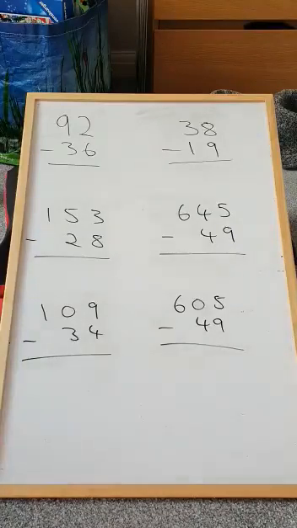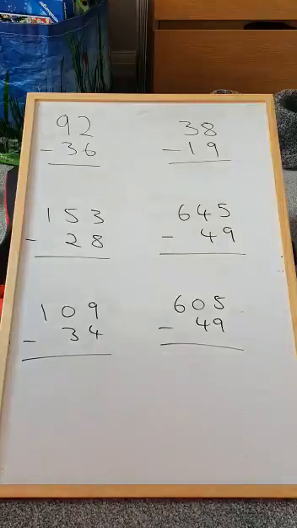Hello again everyone. I thought I'd do a solution video to the subtraction work that you were last given. I'm going to go through two questions from each challenge, two from challenge A, two from challenge B and two from challenge C. The first question in the top left hand corner is question 7 on challenge A, and it says 92 take away 36.